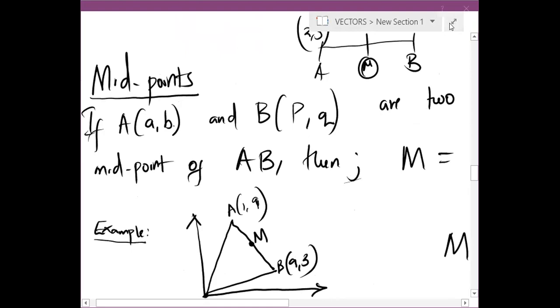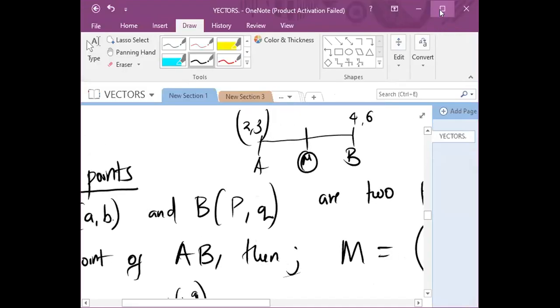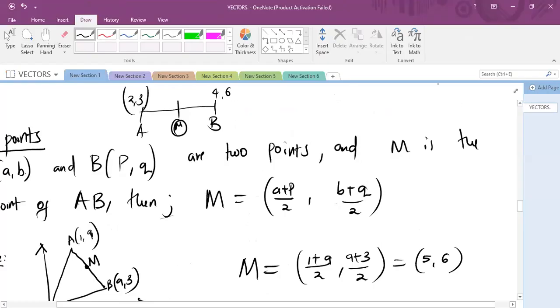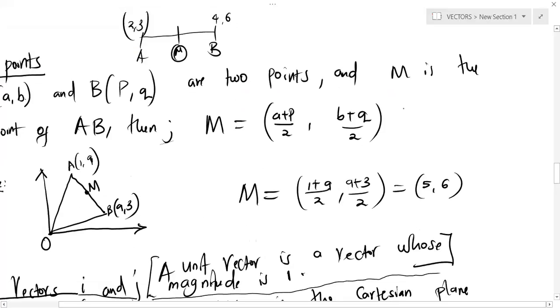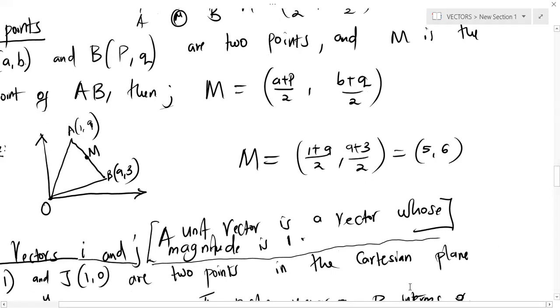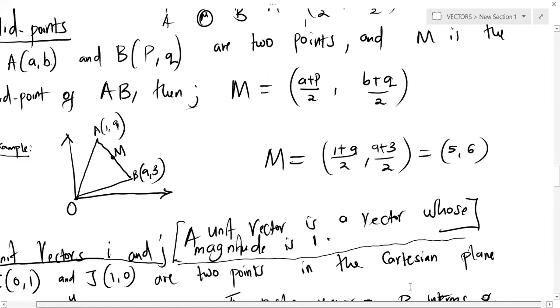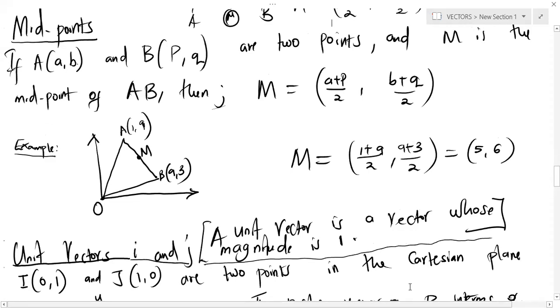Then the midpoint of this will be, our M will be (2 plus 4) over 2, and then (3 plus 6) over 2. That's how we go about getting the midpoint of a vector. So we have an example here.